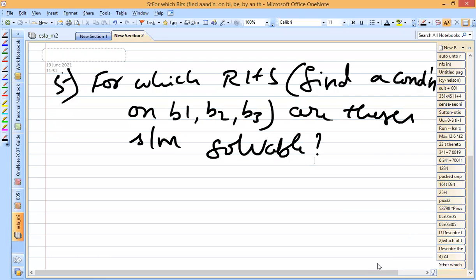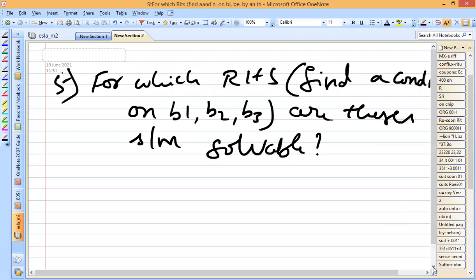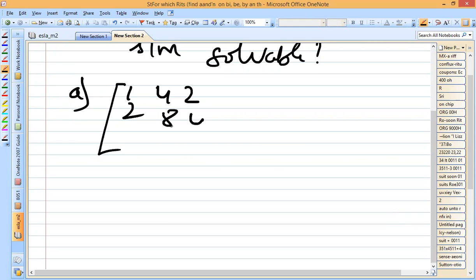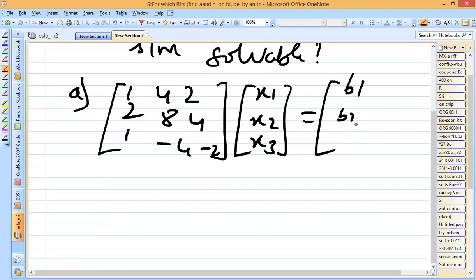So here we have to find the condition for b1, b2, b3 for which the given equation has a solution. Here we are given two parts. One is the matrix A with rows 1, 4, 2; 2, 8, 4; 1, minus 4, minus 2, which is multiplied with x1, x2, x3, which gives the result b1, b2, b3. So this is the right hand side.